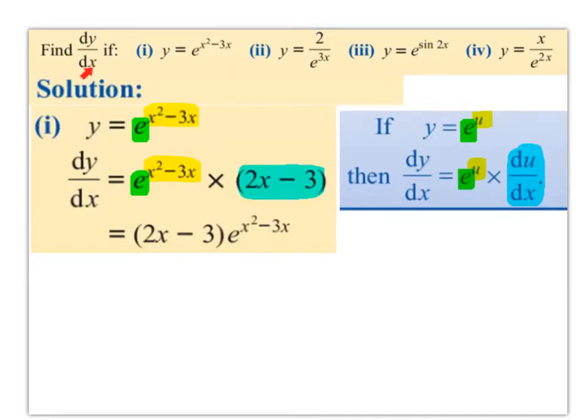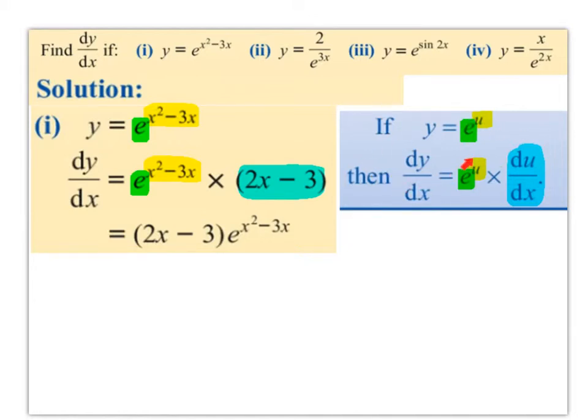Find dy dx, the derivative, if y is equal to e to the power of x squared minus 3x. So y is equal to e to the power of x squared minus 3x. So dy dx, the derivative, will be e to the power of x squared minus 3x multiplied by 2x minus 3. So we got this from our chain rule formula.